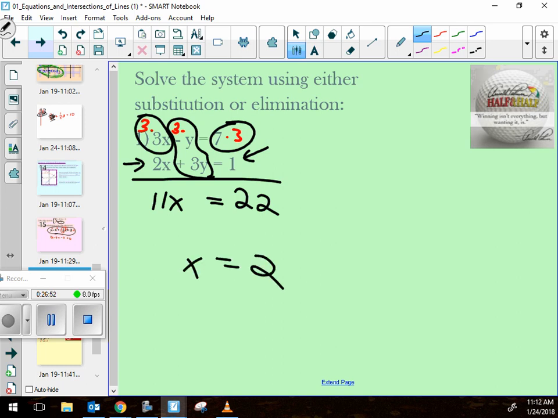X equals 2. Okay, so what do you do with that? What do you mean? Aren't I done? Why am I not done? I found x, but I didn't find y. So then, go back to the original, and it's super easy now.